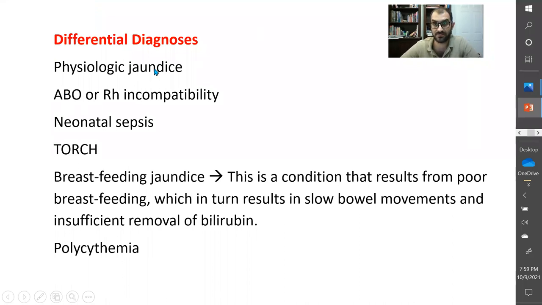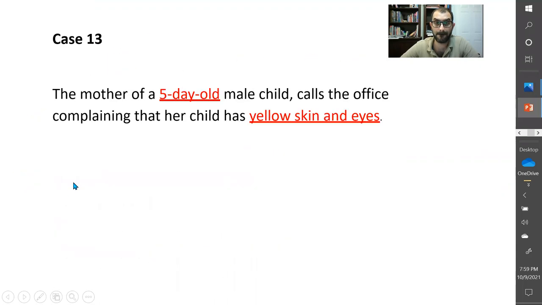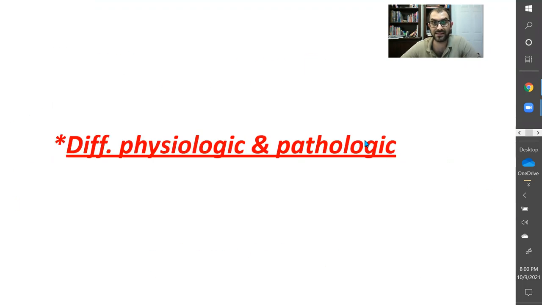Physiologic jaundice. The situation of the kid, 5 days old: can it be physiologic? Yes, it can. At 5 days old, it can.